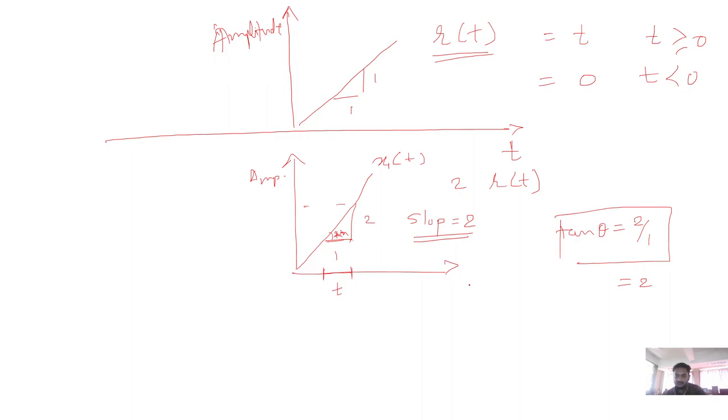That means if t increases by 1, by how much will the amplitude increase? By 2, and that is what I have written over here. So instead of this I will write 2t as the amplitude. So x1 of t is going to be 2t. I hope I am clear. Yes, sir. Here it was 1, and here it has become 2. If I take slope 3, then x2 of t is going to be 3t. For slope 4, x of t is going to be 4t. I hope I am clear.